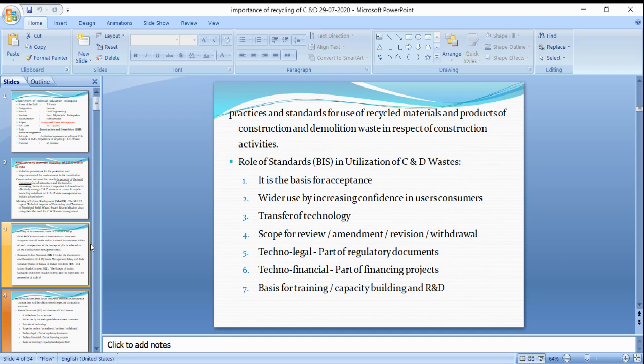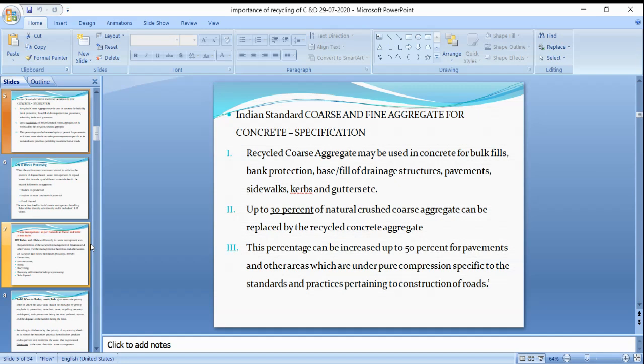So the techno-legal part of regulatory documents, the techno-financial part of financing projects, and the basis for training or capacity building in road and other departments. All these will be looked after by the BIS. They have to transfer the technology, and they have to look after the legal part, that the regulatory documents are there. Financially they have to see. It is also part of the project, and also the basis of the training and the capacity building. So those are the things.